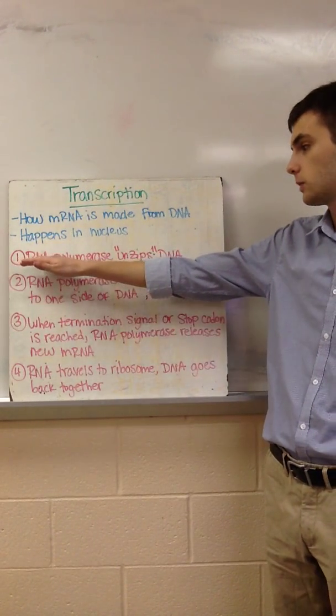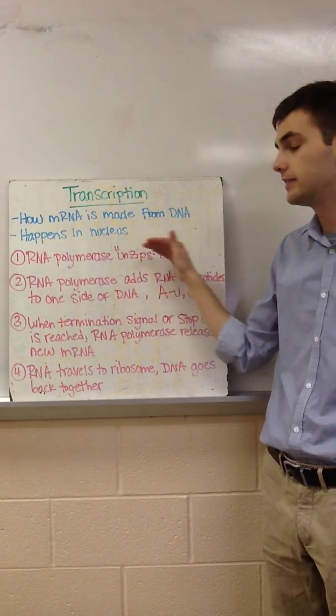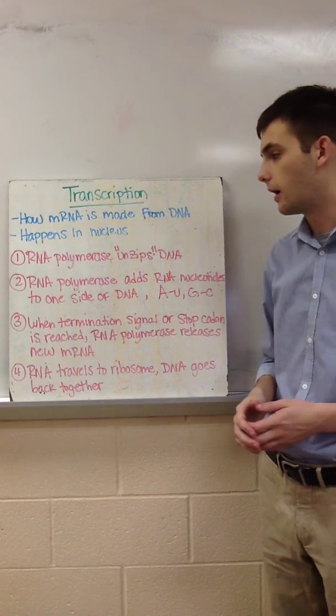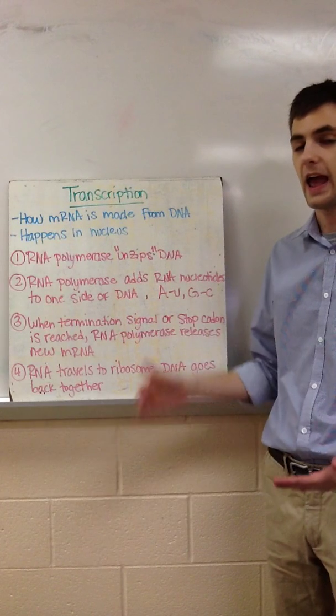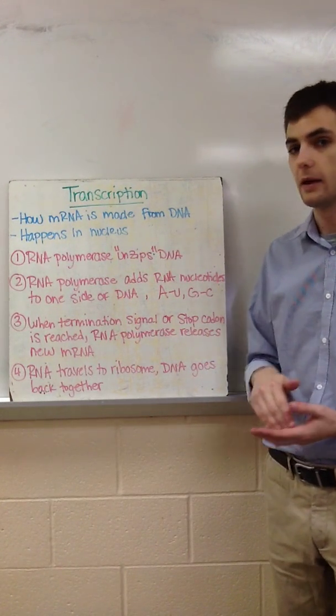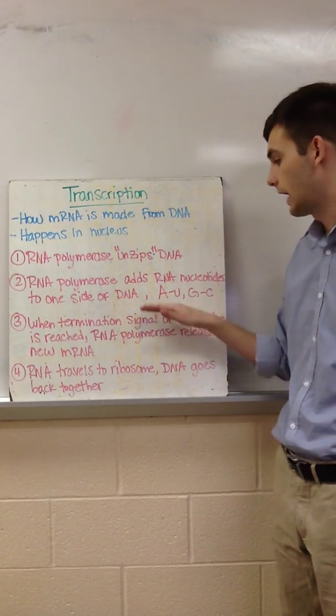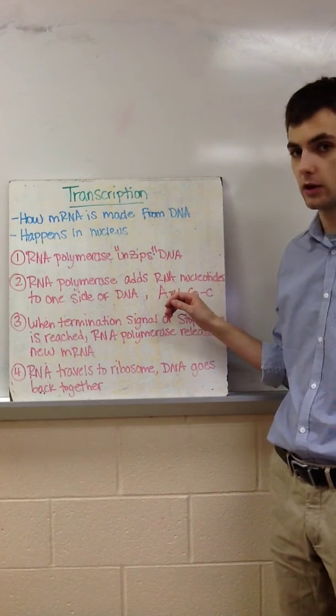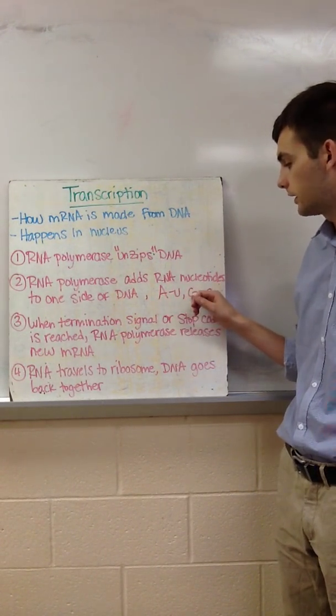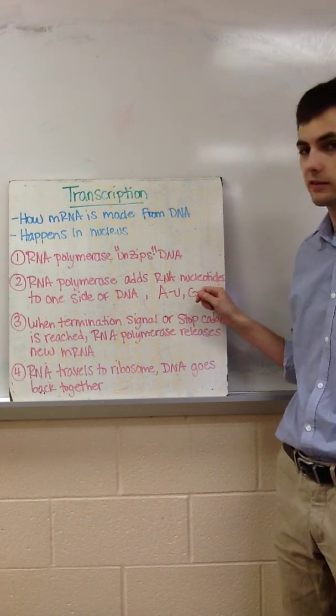The first is when an enzyme, RNA polymerase, unzips the DNA. That way, RNA polymerase can come in and add RNA nucleotides, matching up nitrogen bases. Adenine will go to uracil because there's no thymine in RNA, and the guanine in DNA will always bond to the cytosine.